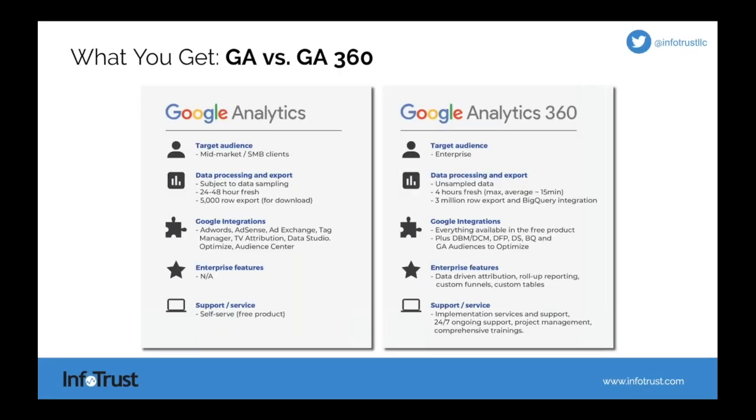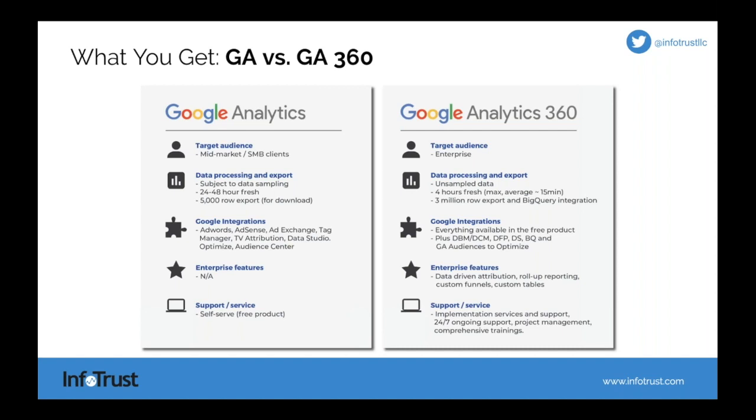So when it comes down to the actual benefits between the free version of Google Analytics and the paid version of Google Analytics 360, there are a couple major things to point out. One is just in the sheer amount of data processing and data that's available to you with the 360 version. With the free version, you are subject to data sampling. Your data freshness, how long it takes for data to actually show up in your reports, can be anywhere between 24 and 48 hours, depending on how much traffic you have. You can only export up to 5,000 rows and so on. So you do have a lot of limitations with the free version.